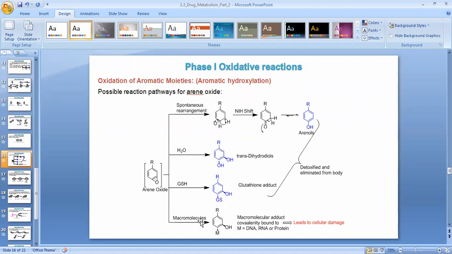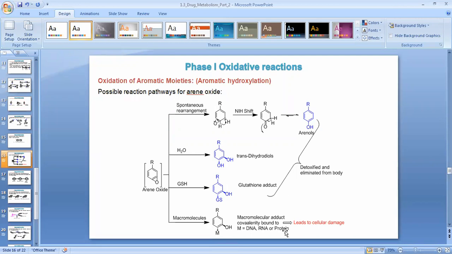Now the next is macromolecules. Macromolecule adducts, that means the arene oxide is going to form a bond with the macromolecule. Macro means big molecule. Another big molecule it is going to react with. So there is formation of a macromolecular adduct, a covalent bond between the macromolecule and the arene oxide. Examples of macromolecules are DNA, RNA, and protein.